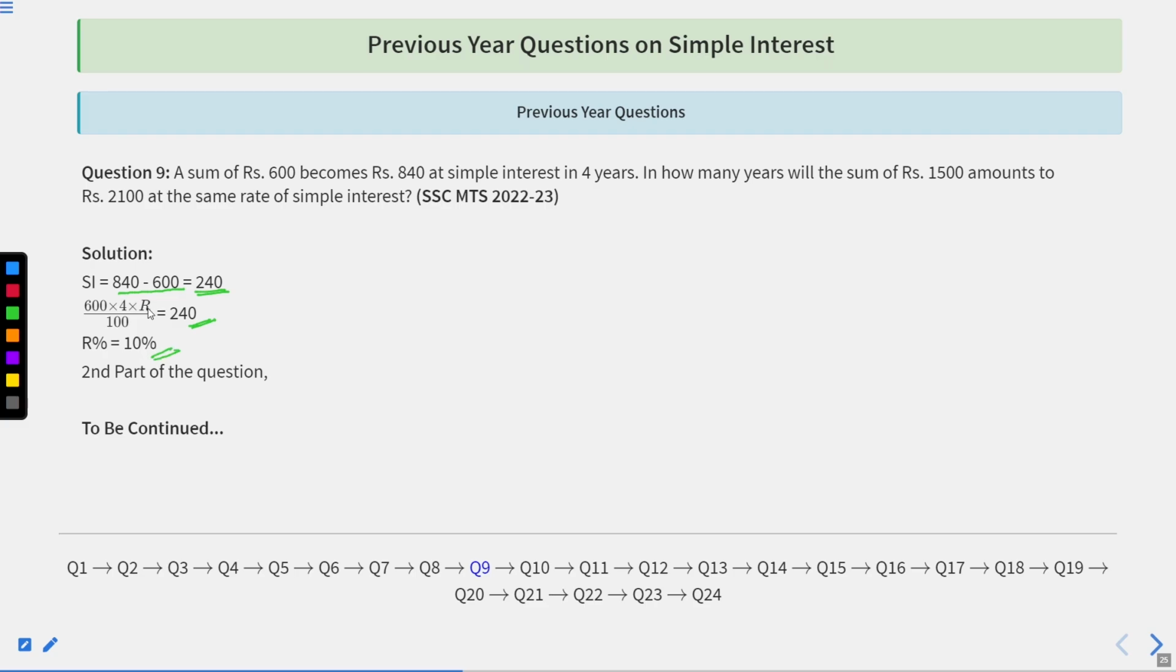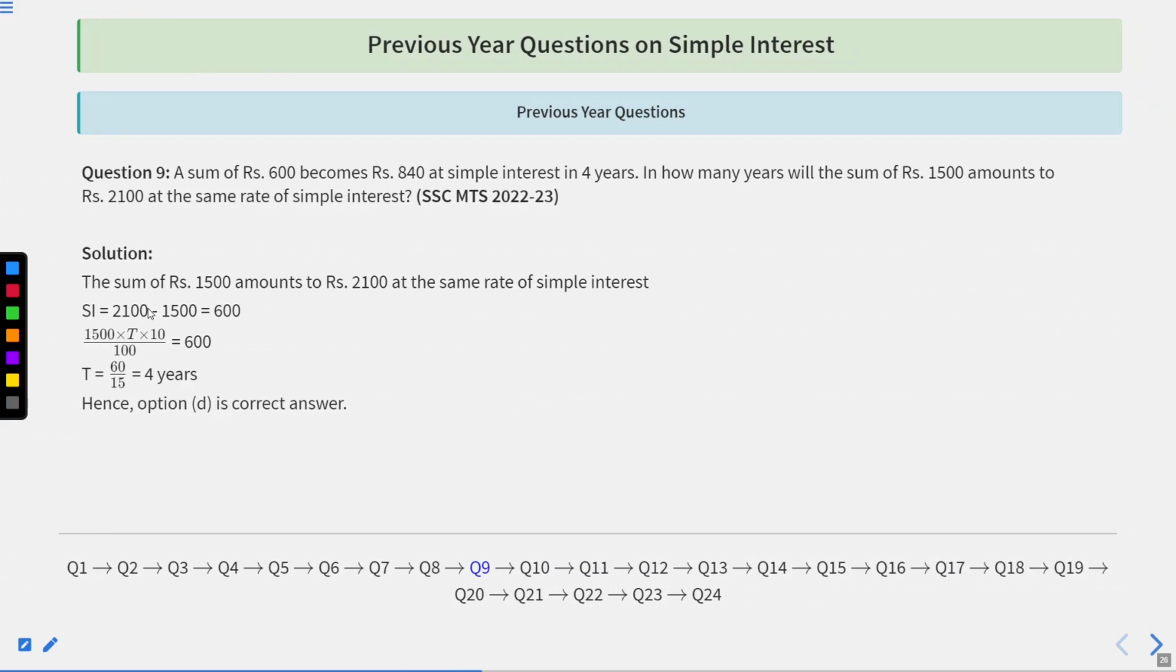So now let us look at the second part of this question. The sum of rupees 1500 amounts to rupees 2100 at the same rate of simple interest. So the simple interest is 2100 minus 1500, that is 600 rupees. So the time is to be computed. We have the formula simple interest equal to PRT upon 100. So it will be 1500 principal into time T into 10, that is rate, upon 100 equal to 600. So time T is going to be 4 years. The correct option here is option D.